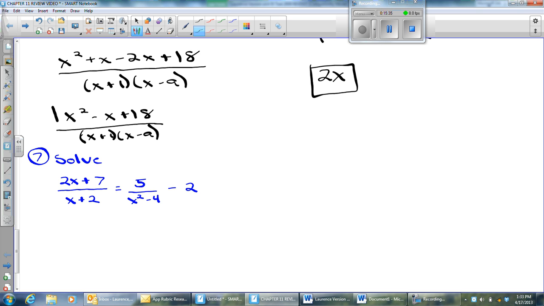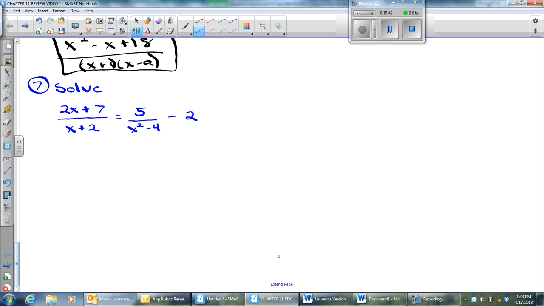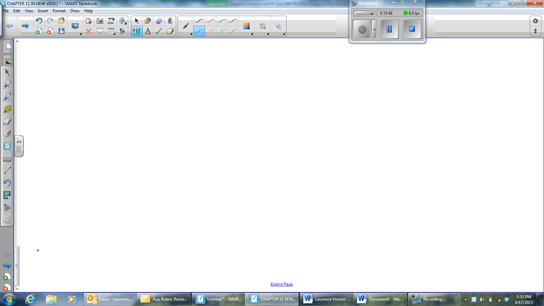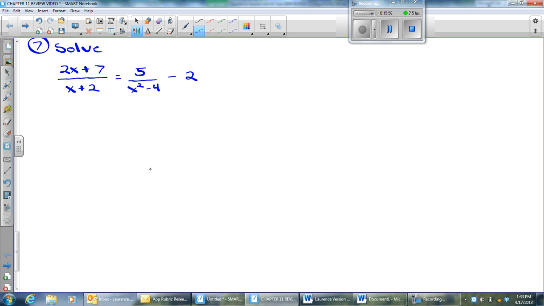And x squared minus x plus 18 over x plus 1 minus times x minus 8. All right, and now this last one. Okay, so this gave you guys some trouble. It was pretty difficult, but you should be able to do problems like this.